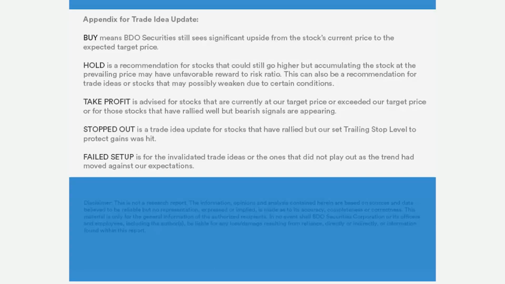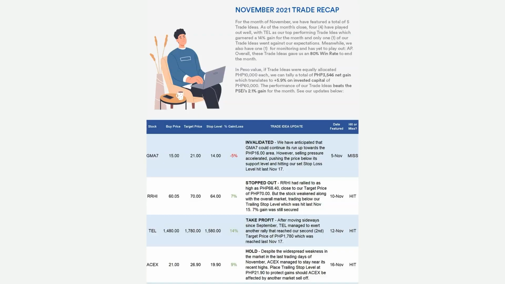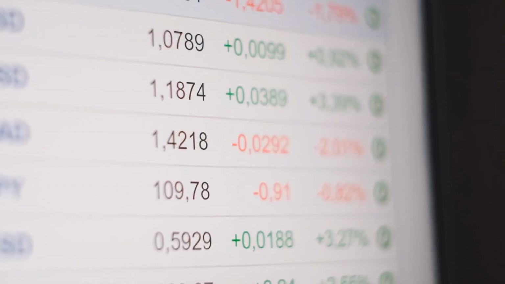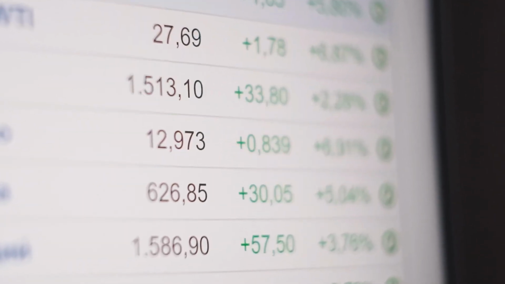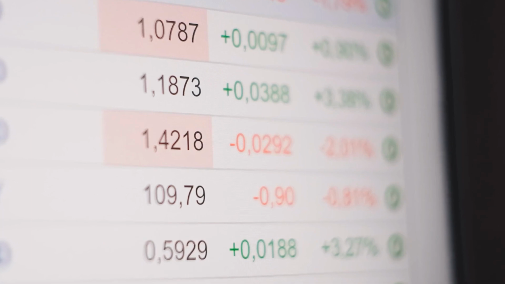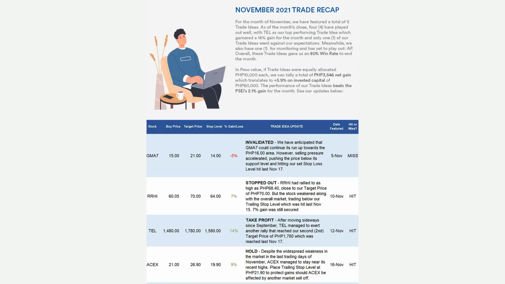And at the very end of the report, we have an appendix to help you better understand the trade idea updates. So we hope you find a lot of value in this trade recap. It allows us to track our performance. That way you don't have to monitor our ideas to see how we've performed in the past. We're already doing it for you. Now we're very happy with our performance recently, so let's take a look at our win rate over the past few months.